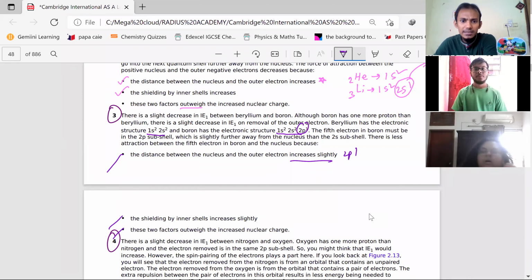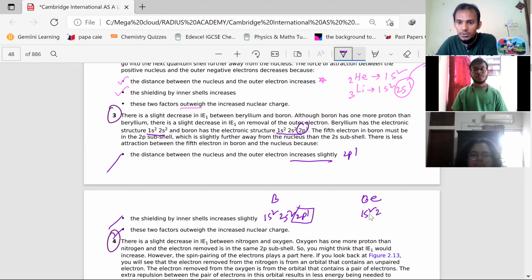The shielding by inner shells increases slightly, because 2p1 will get shielding from 1s2 and 2s2, whereas the 2s2 electron in beryllium will get shielding from only 1s2. So these two factors will outweigh the increased nuclear charge. Hopefully clear.